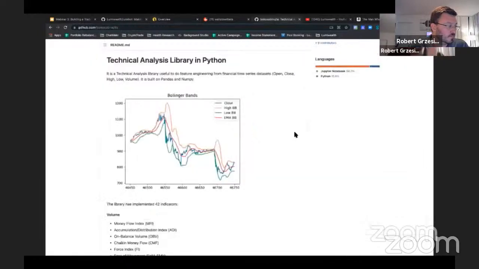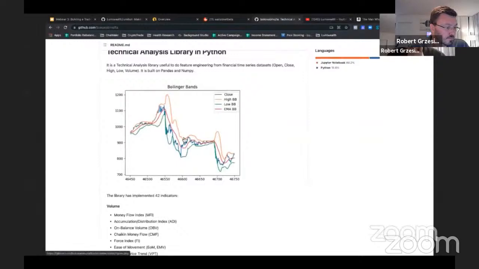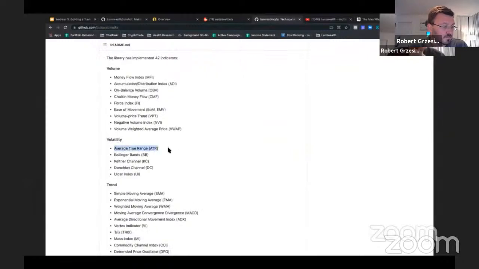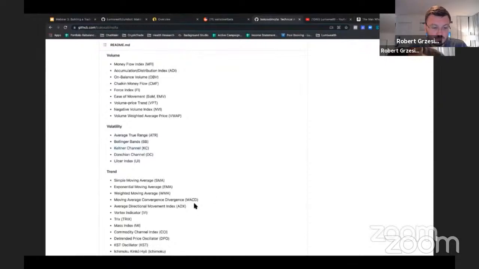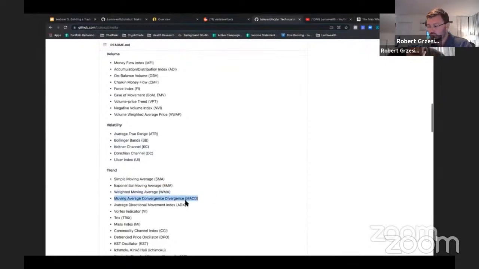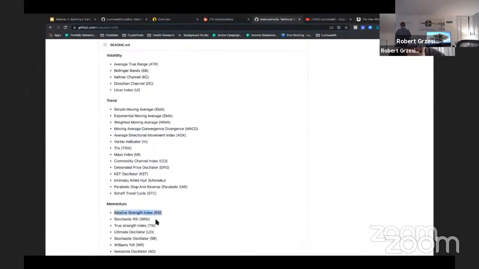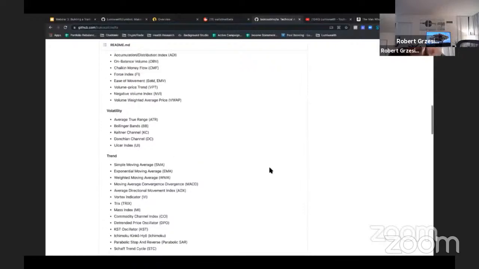So we use this library, right? You could use Bollinger Bands, right? You could use some of these things, I don't even know what they are. Average true range, you could use that. Bollinger Bands, moving averages crossing, MACD, all sorts of different things that you could use to trade with. RSI, stochastic RSI, right? Lots and lots of different things you could use to trade.